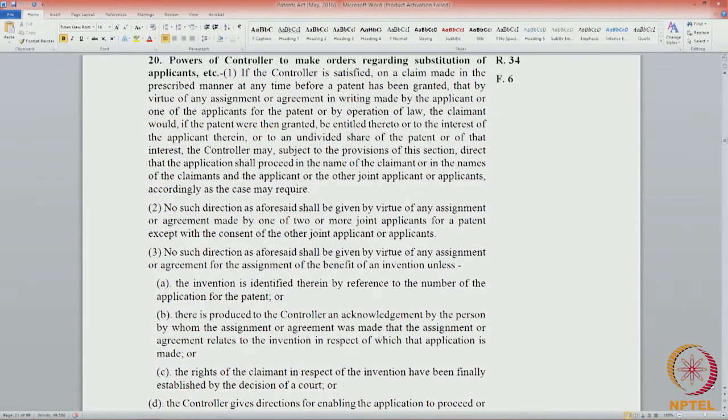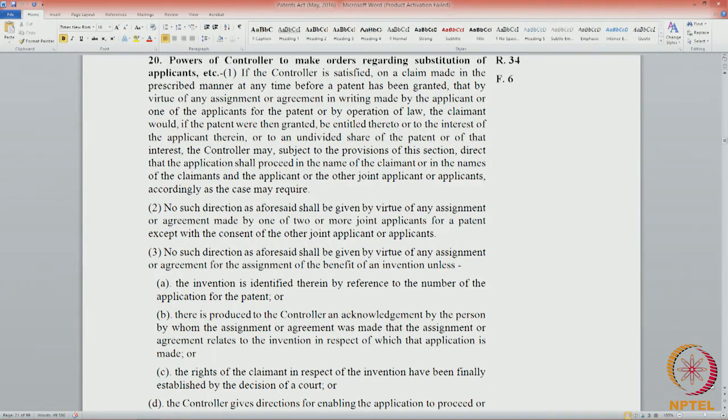Or C, the right of a claimant in respect of the invention has been finally established by a decision of a court. This is where, by operation of law, the rights of a claimant have been established by a decision of the court. Or D, the controller gives direction for enabling the application to proceed, for regulating the manner in which it should be proceeded under subsection 5.